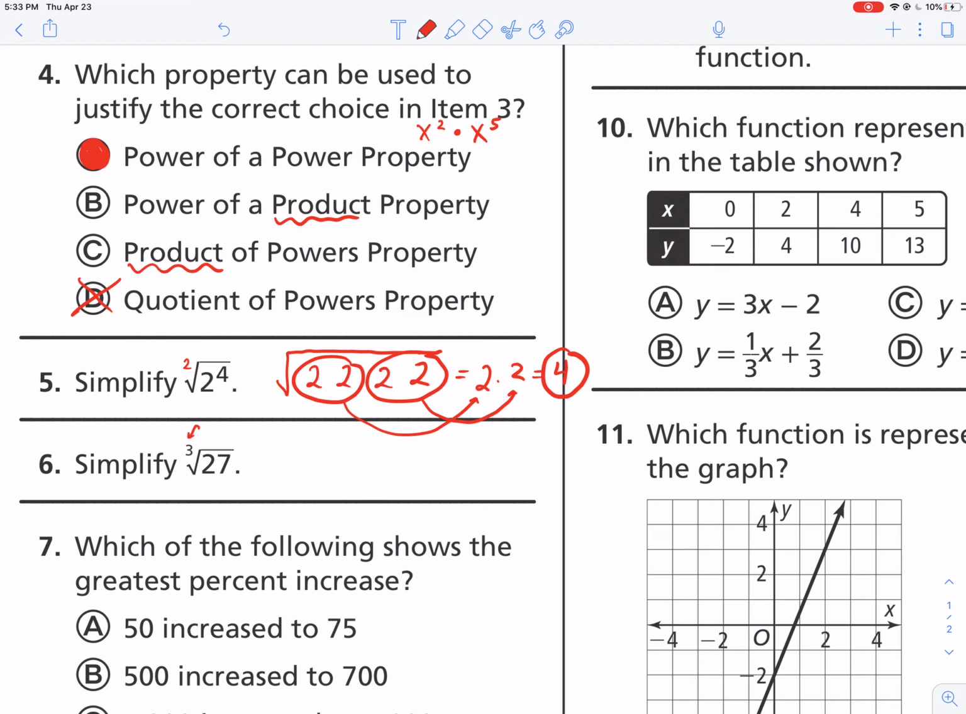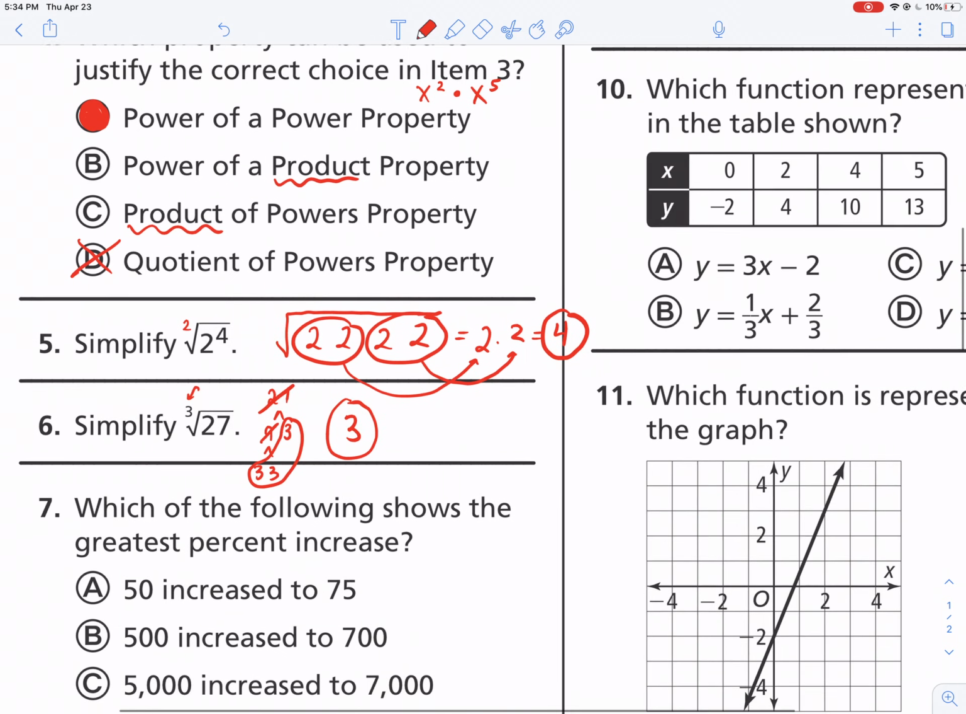For number 6, this is a cubed root, which means we're looking for groups of 3. So if you take your 27, you can break it down. It's 9 times 3, and then 9 is 3 times 3. I like to cross them off as we go through and simplify them so we don't include them when we do our circles. I'm looking for groups of 3. And in this case, it does not necessarily have to be the number 3. I'm just looking for 3 of the same thing. This one just happens to be 3. So my solution for this one is going to be 3.